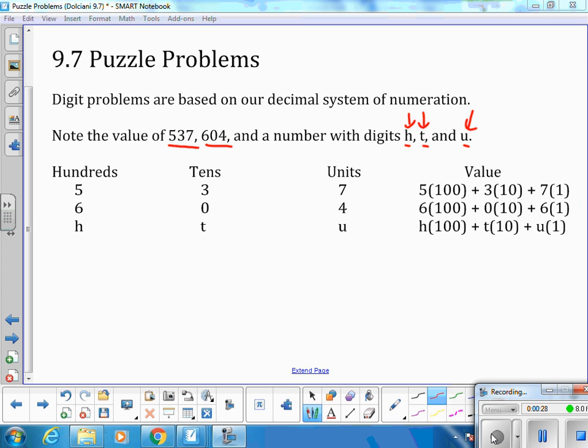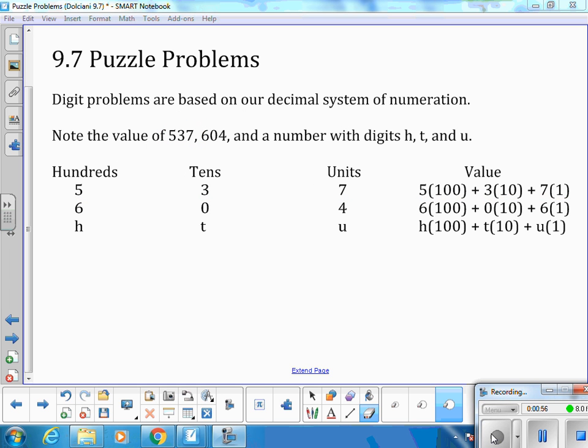So let's first look at the number 537. In 537, the 5 is in the hundreds place, the 3 is in the tens place, and 7 is in the units place. We can play that out over here as a value: 5 times 100 because it's in the hundreds place, the 3 is in the tens place so that's times 10, and 7 is in the units place or the ones place. And we can play that out in that equation.